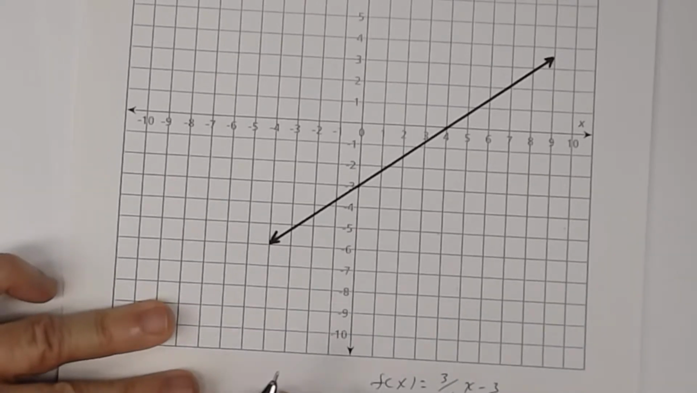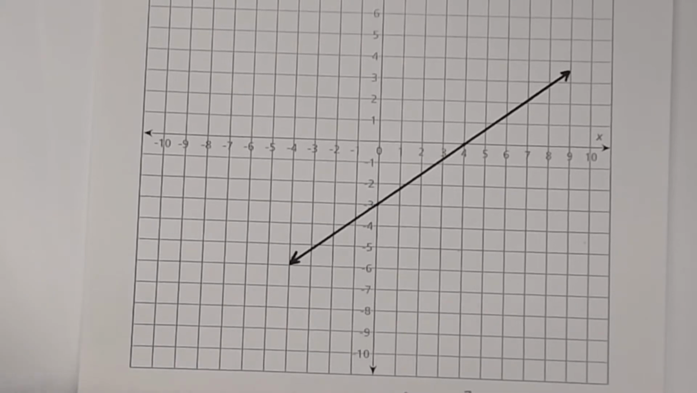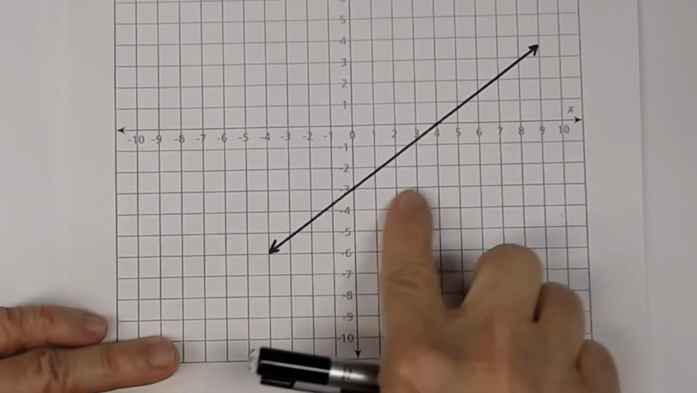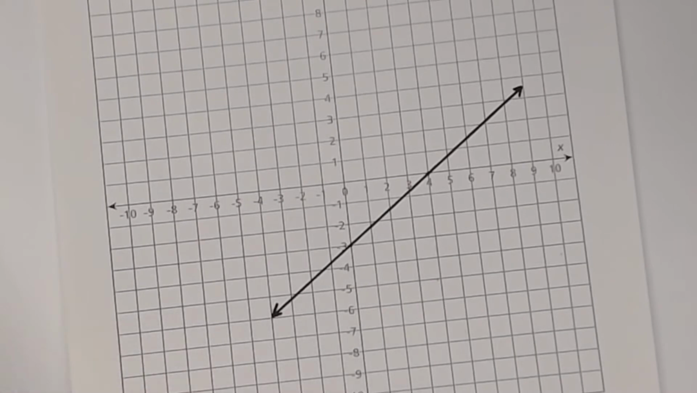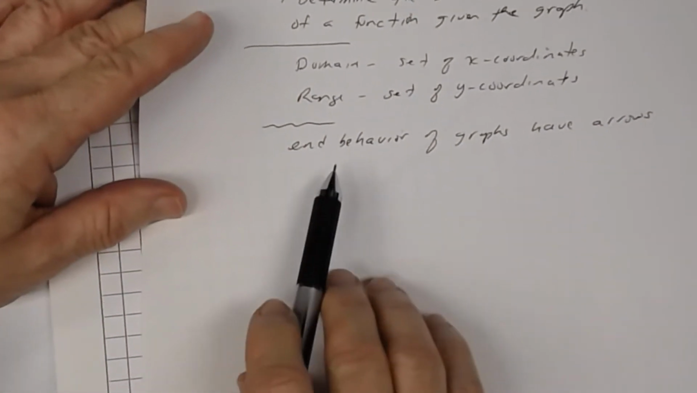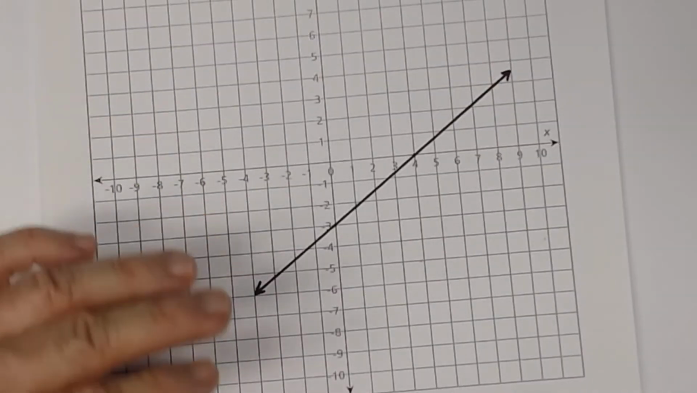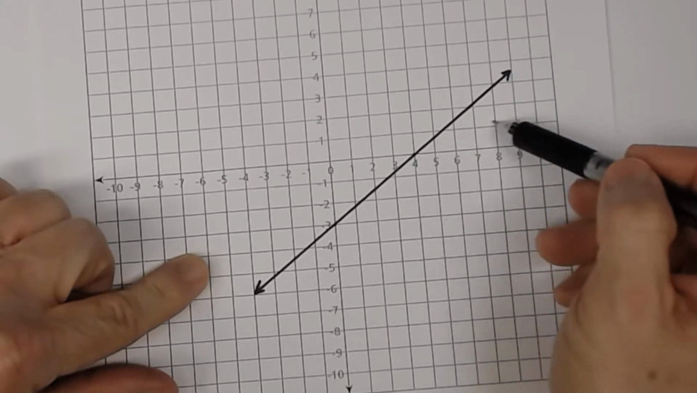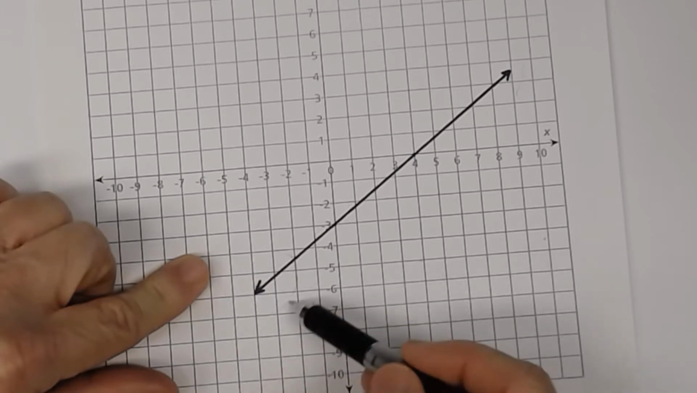What I'm interested in, though, is finding the domain and range of this function from its graph. Find the domain and range of this function given its graph. A while ago, I mentioned to you that the end behavior of the graphs will have arrows. What I mean by end behavior is this: what's happening on the end of the graph? Notice on the right side of the graph, you have an arrow. On the left side of the graph, you have an arrow.